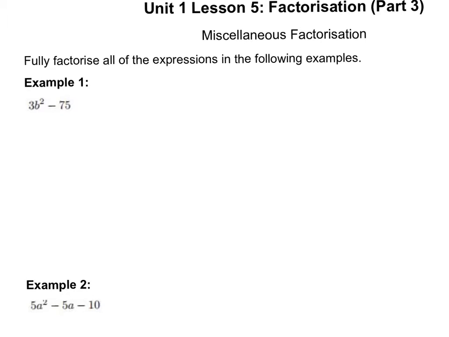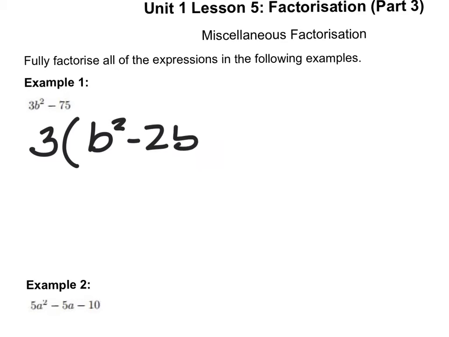Okay, so I'm going to just show you something here really quickly, and this is something we can go over when I come back and when I'm in class again, but just have a look at this, right? So if you look at the first one, we have 3b squared minus 75. So the first thing I need to do is, there's a common factor. The two numbers have a common factor, which is 3. So that could be written as 3 times b squared minus 25.